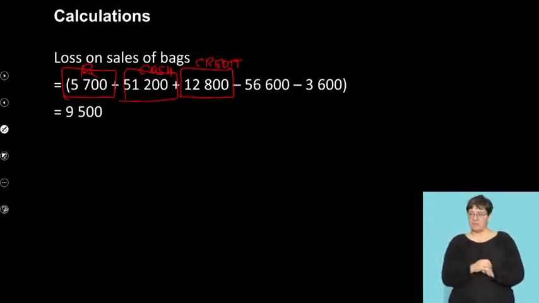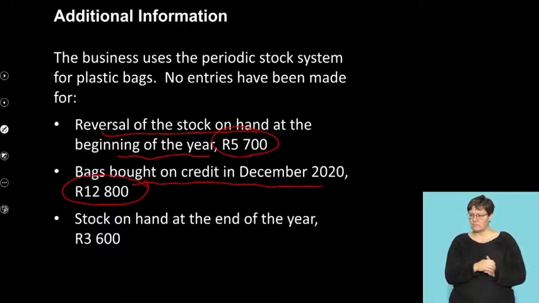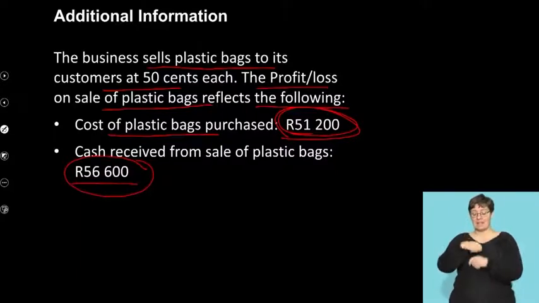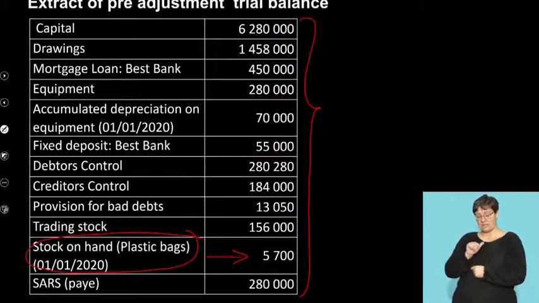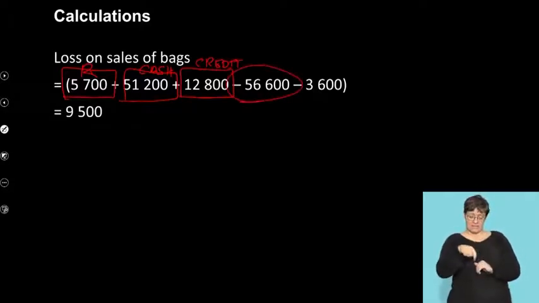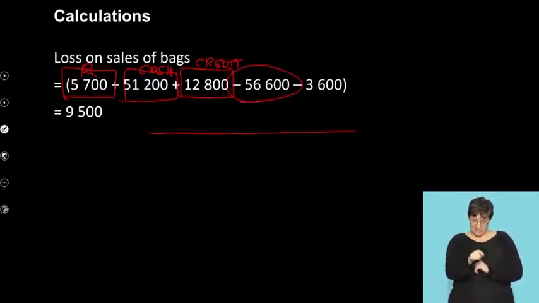And what else am I told with regards to my plastic bags? Let's see what we have here. I'm told that the cash received from the sale of plastic bags was 56,600. Therefore, in my calculation, minus 56,600. I'm going to explain that just now. Let me show you what we're doing here.